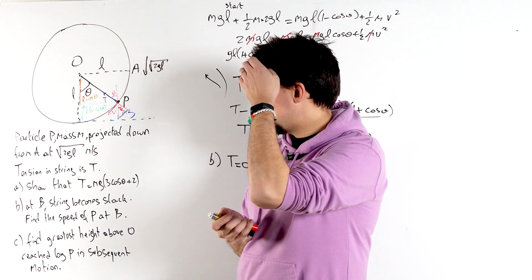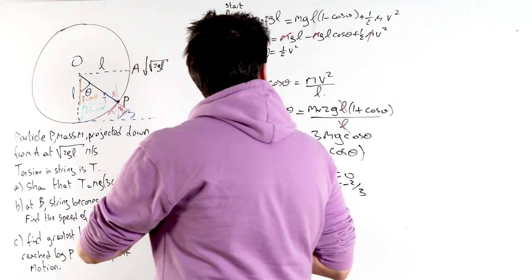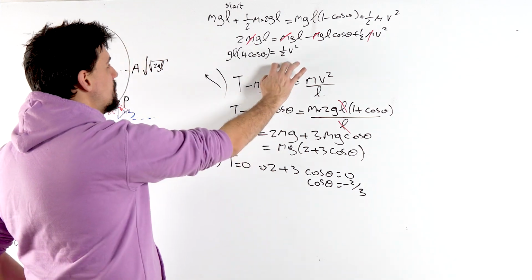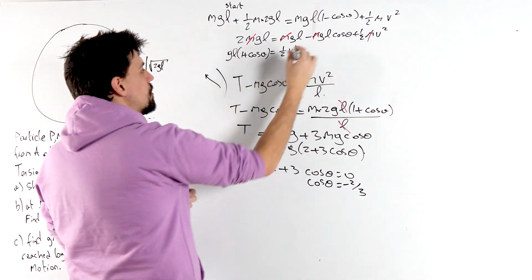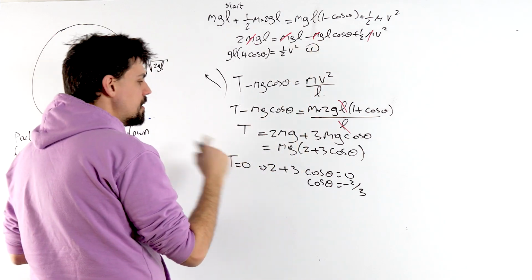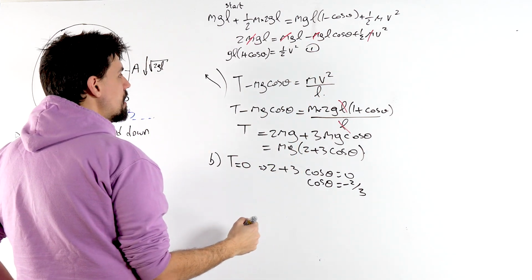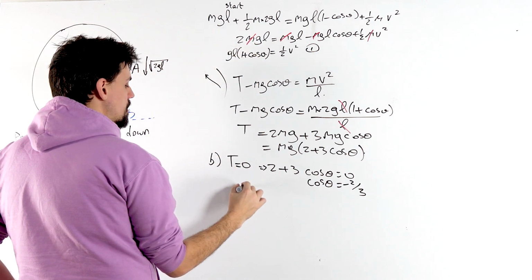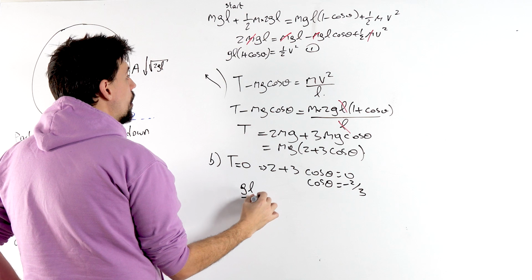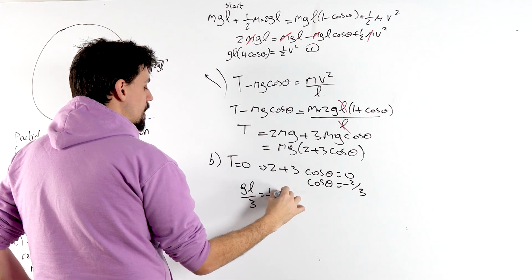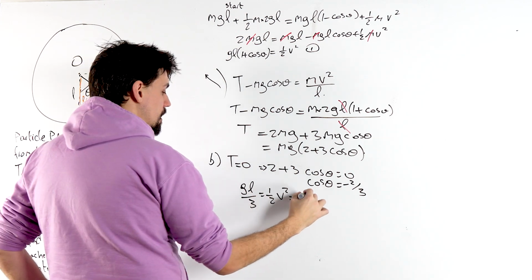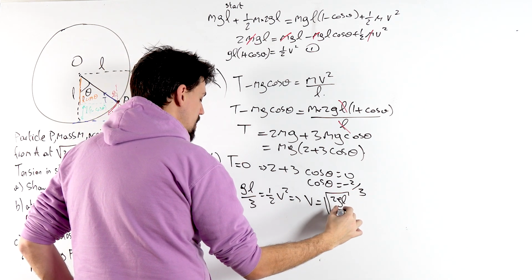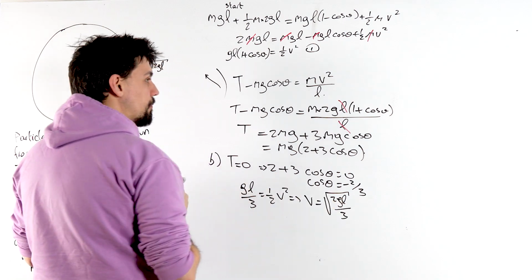Find the speed of P at B. Well, okay then. We can go back up to this equation here, because this is always true. It's a good one. We know that cos theta is minus 2/3. So let's put that in. 1 minus 2/3 is a third. So I end up with GL over 3 is 1/2 V squared. So V is square root of 2GL over 3.